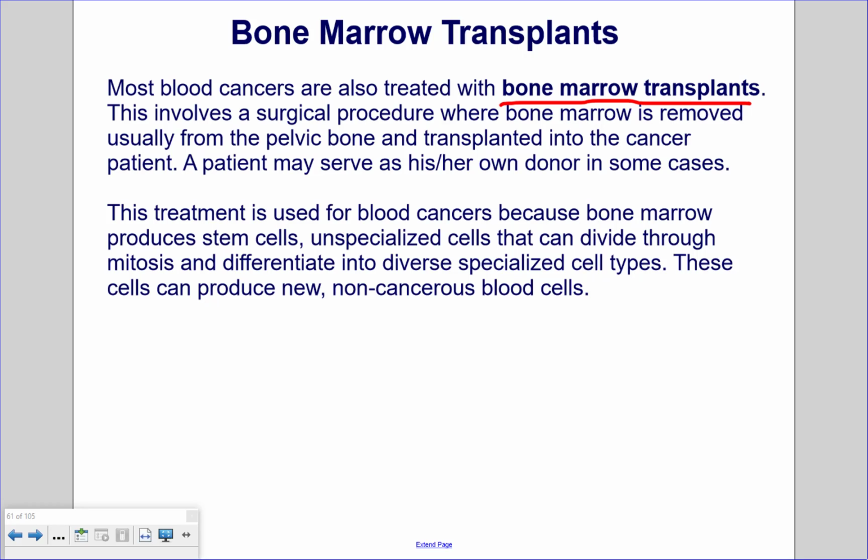This treatment is used for blood cancers because bone marrow produces stem cells. These are unspecialized cells that can divide through mitosis and differentiate into diverse specialized cell types. These cells can produce new, non-cancerous blood cells.